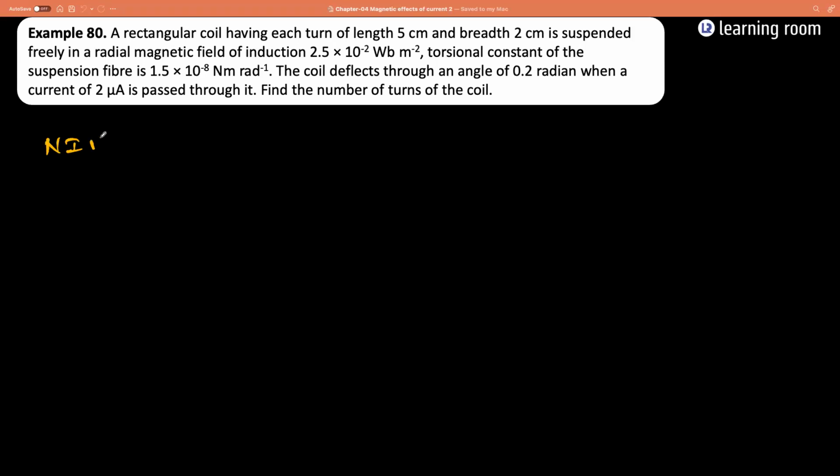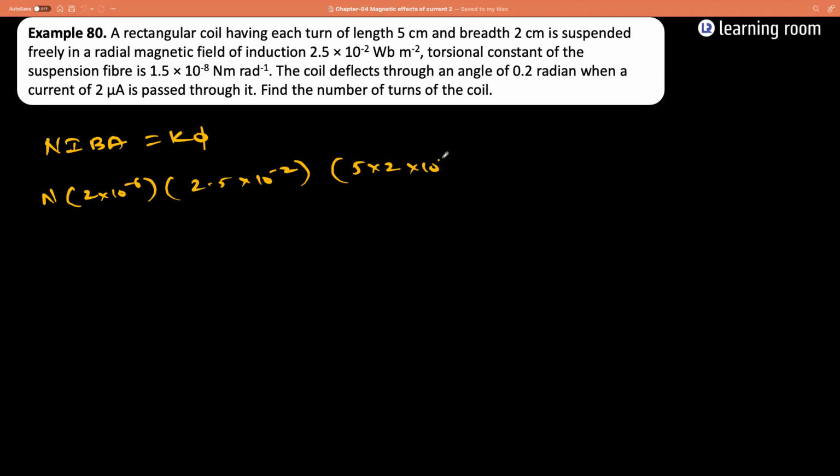Same thing, no? NIBA is equal to K into 5. N is what you need to find. I is 2 into 10 power minus 6. B is 2.5 into 10 power minus 2. A is 5 into 2 into 10 power minus 4. K is 1.5 into 10 power minus 8 into this is going to be 0.2. So how much will you get?